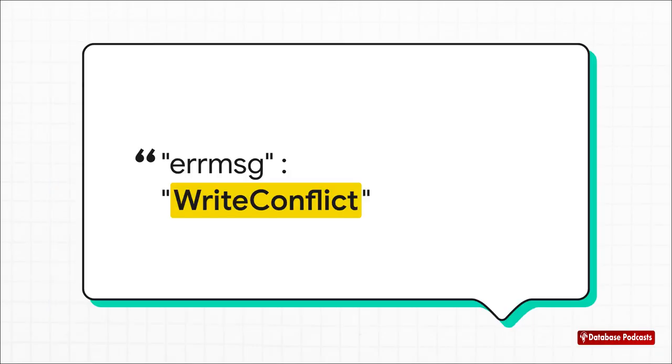So what happens when that second transaction comes along and tries to commit its change to a document that the first transaction has already touched? Well, MongoDB is smart. It actively detects this collision. And to protect the integrity of your data, it automatically aborts the second transaction and gives you this very specific, very helpful error, a write conflict. It's basically telling your app, whoa, hold on, someone else just changed this. You should probably try again.